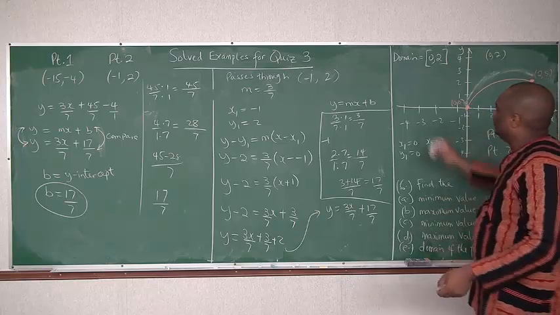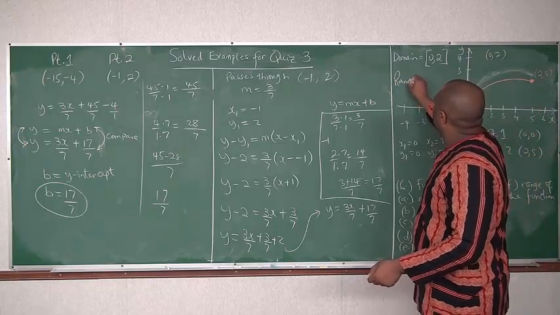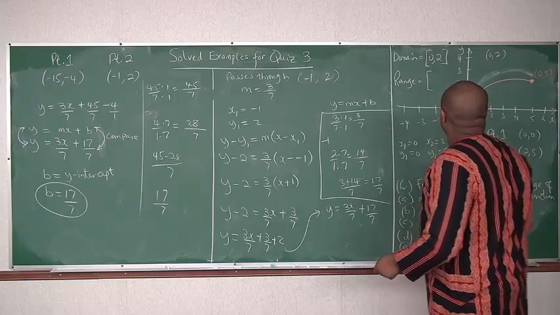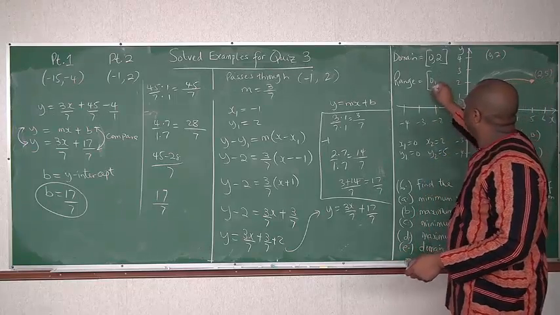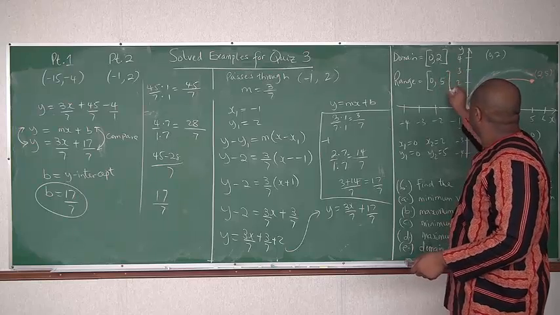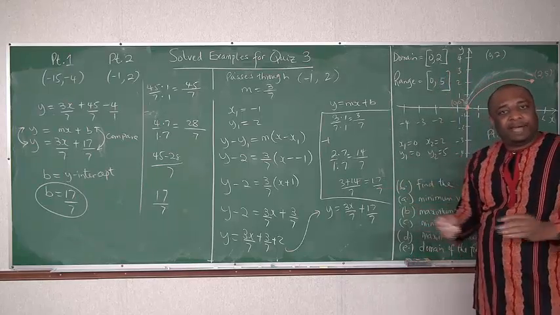Then the range will be what? The range is also included in y. It will be from 0 to 5. 0 and 5 are included.